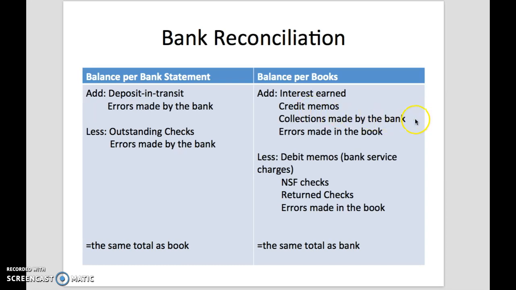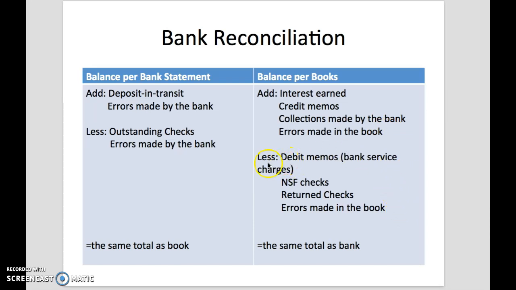Collections made by the bank would pertain to, let's say, someone owes you money and they deposit to your account. So for example, what happens here is you don't know that they deposited the money already. That will reflect in the bank statement, but you wouldn't know that until you receive the bank statement. So upon comparing, you have to add, because this value here would not be included yet in your initial balance. And then, of course, if there are errors, either add or subtract.